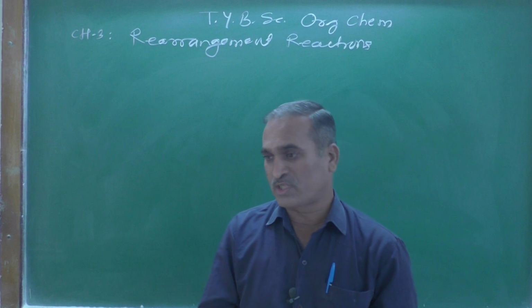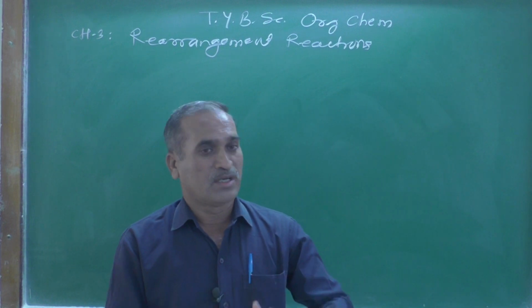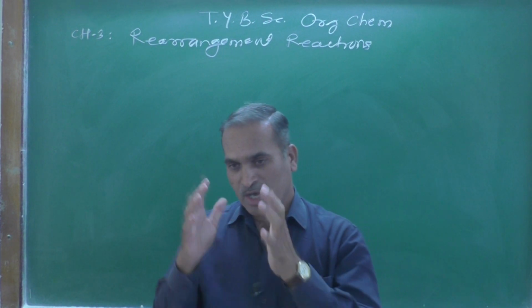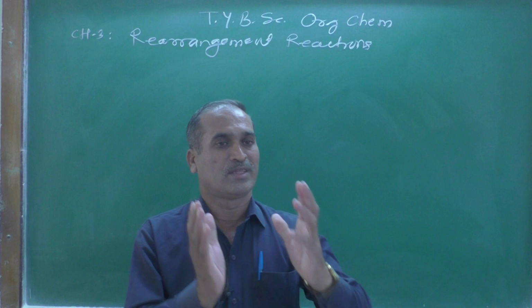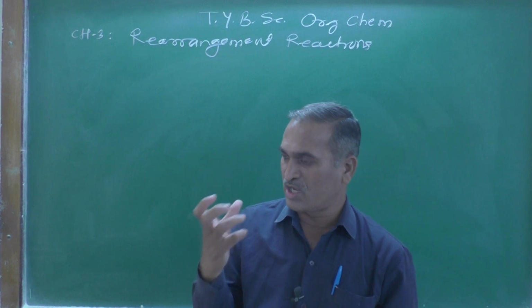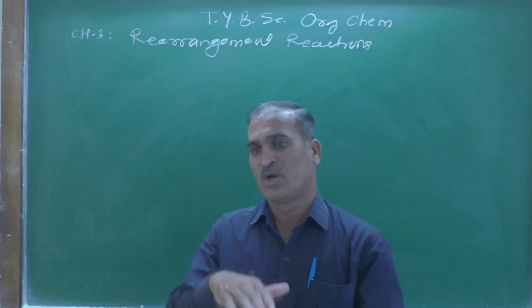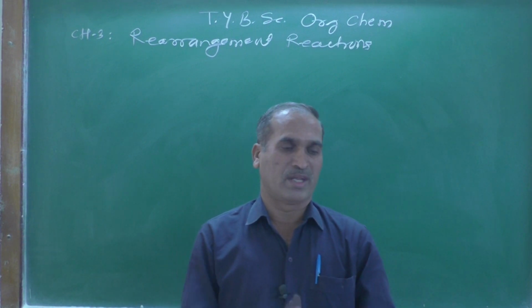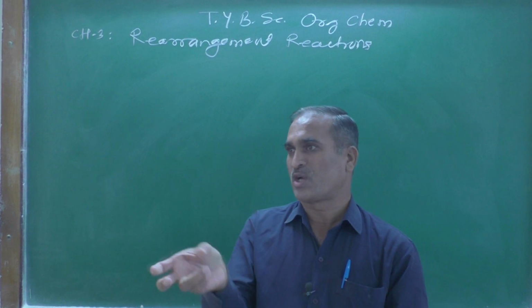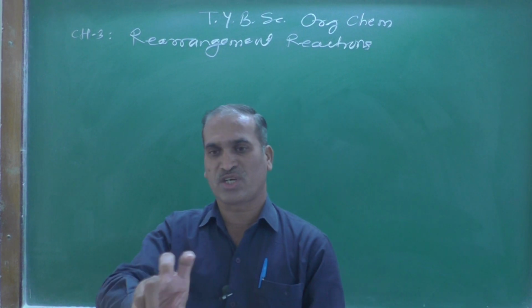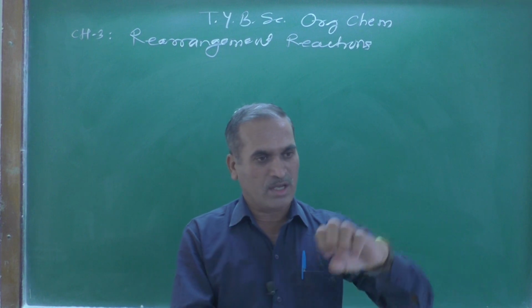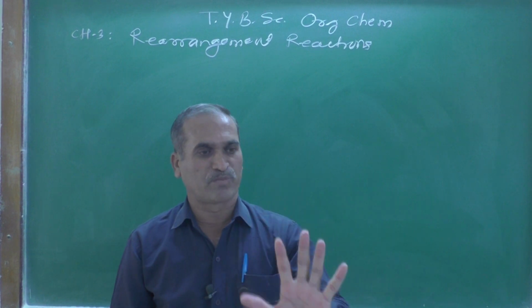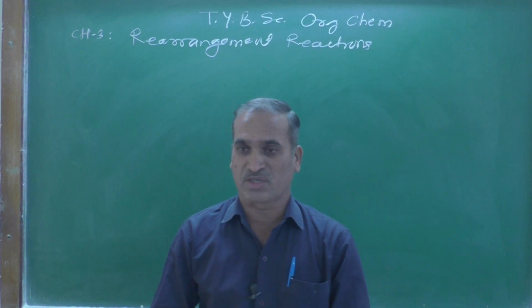And then the fourth type of reaction is the redox reaction. Redox reaction means what? There is an oxidizing and reducing reagent. While using those reagents, whatever product is obtained, that kind of reaction is called a redox reaction, meaning oxidation reduction reaction. And the last one, the fifth one, is known as a rearrangement reaction.